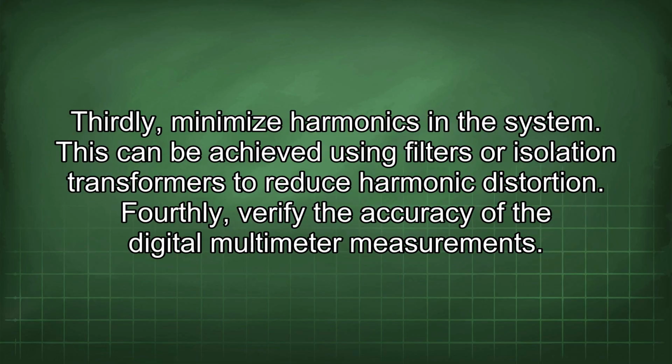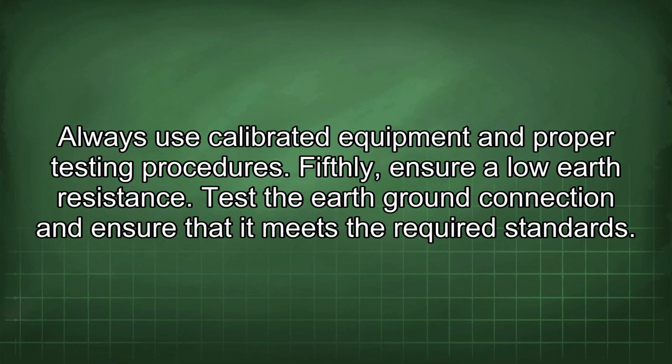Thirdly, minimize harmonics in the system. This can be achieved using filters or isolation transformers to reduce harmonic distortion. Fourthly, verify the accuracy of the digital multimeter measurements. Always use calibrated equipment and proper testing procedures. Fifthly, ensure a low earth resistance. Test the earth-ground connection and ensure that it meets the required standards.